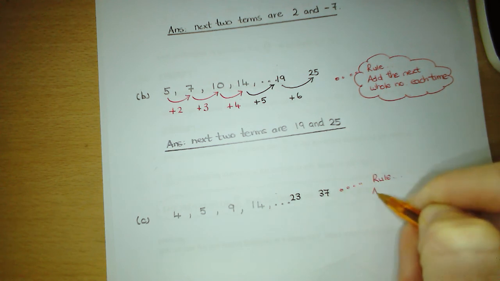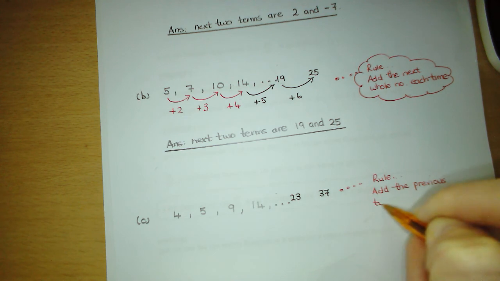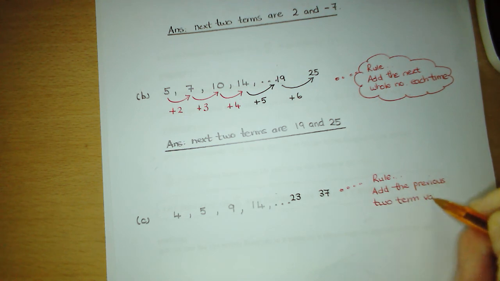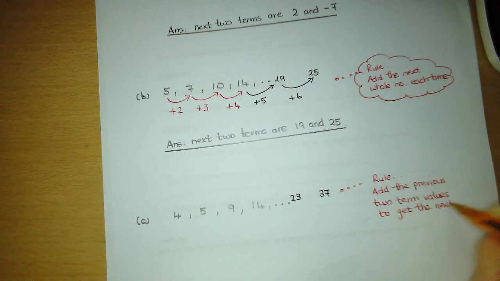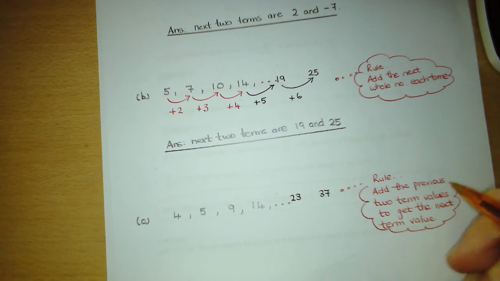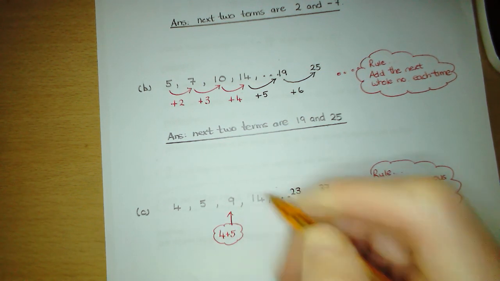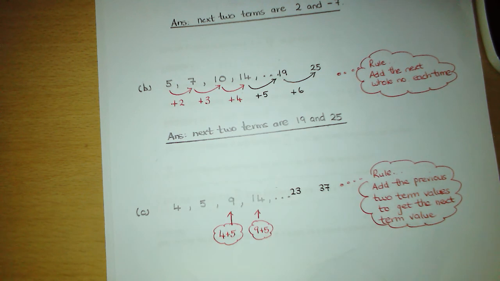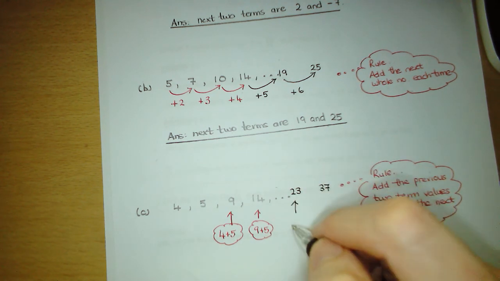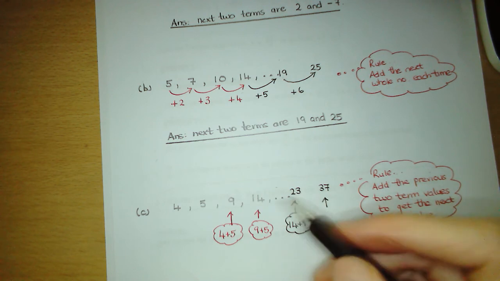So the rule there is you add the previous two term values to get the next term value. That's what's happening. So 9 is found by adding 4 and 5. 14 is found by adding 9 and 5. And then obviously 23 is found by adding 14 and 9. And then 37 is found by adding 23 and 14.